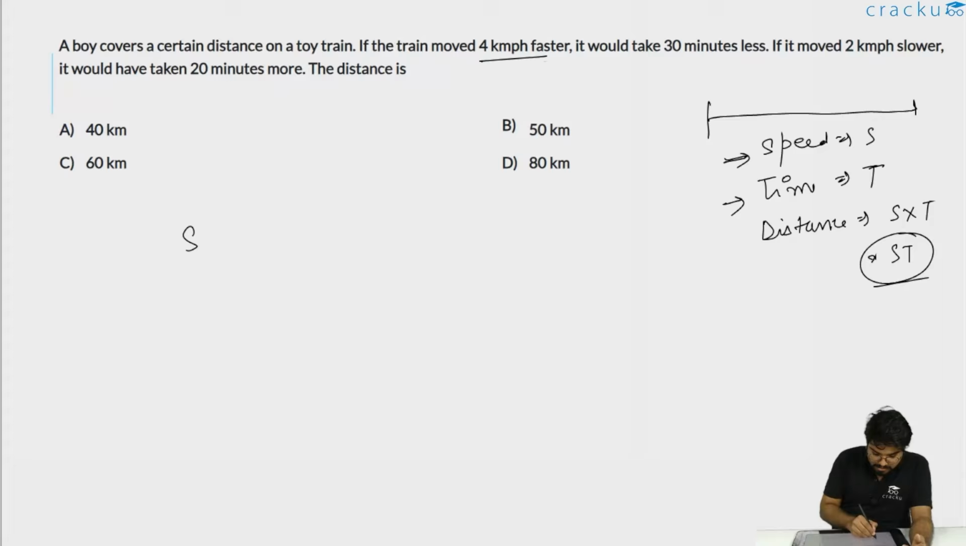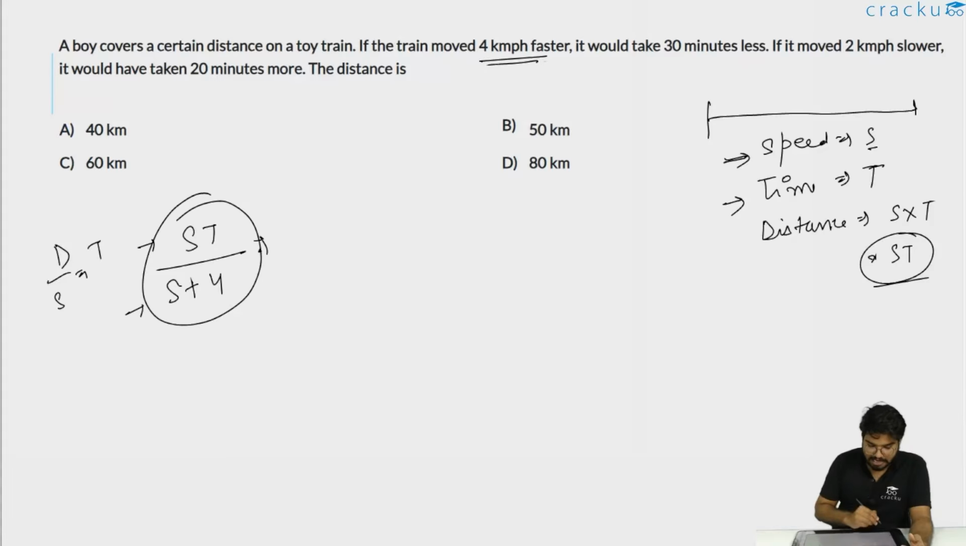Now it says that when the speed is increased by 4 km per hour, we know the distance is st divided by speed. What is the new speed? Speed is original speed plus 4 km per hour. This is distance divided by speed is equal to time. Now this time is 30 minutes less than the original time. Original time is t, 30 minutes less.